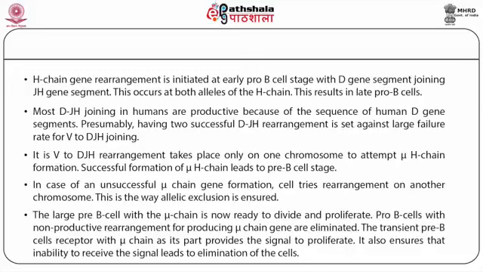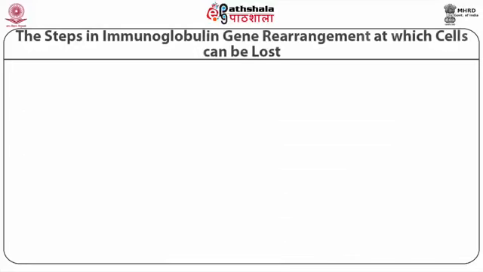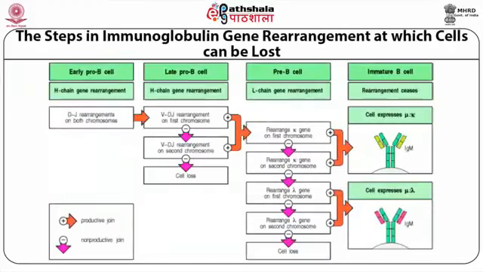The transient pre-B cell receptor with mu chain as its part provides the signal to proliferate. This also ensures that inability to receive the signal leads to elimination of the cells. The pre-B cell receptor is made up of mu chain along with a surrogate light chain. This surrogate L chain consists of two fragments joined non-covalently. One is lambda 5, which is quite similar to the C domain of the lambda chain. Another is V pre-B, similar to the V domain of the light chain, but has an extra amino terminal region.